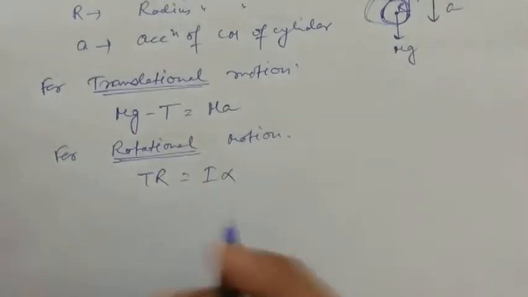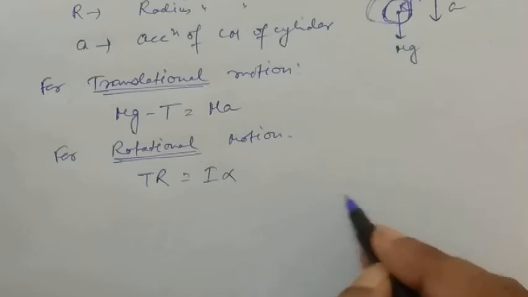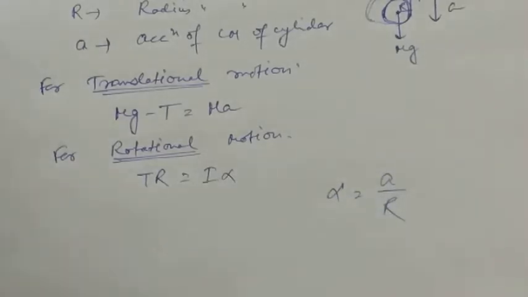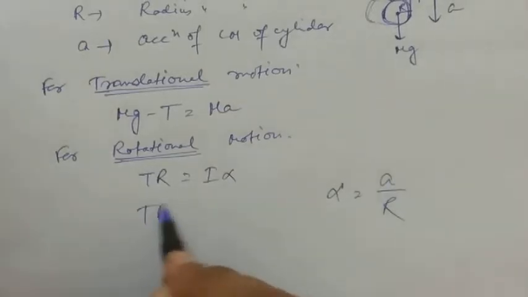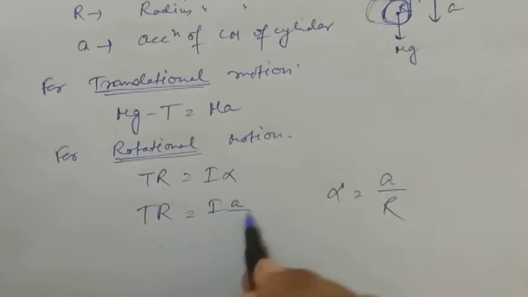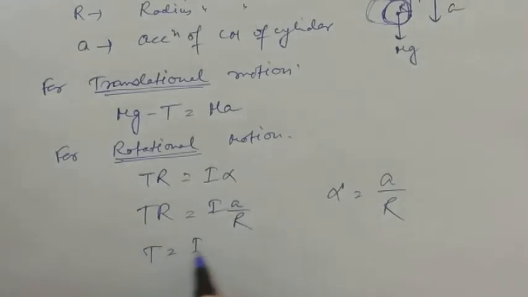And as I said in the theoretical part, we have to know the relation between A and R, that is alpha is equal to A by R. We have to take this into consideration while solving these types of problems. So you replace alpha by A by R, and T becomes IA by R square. So we have found the value of the tension force.